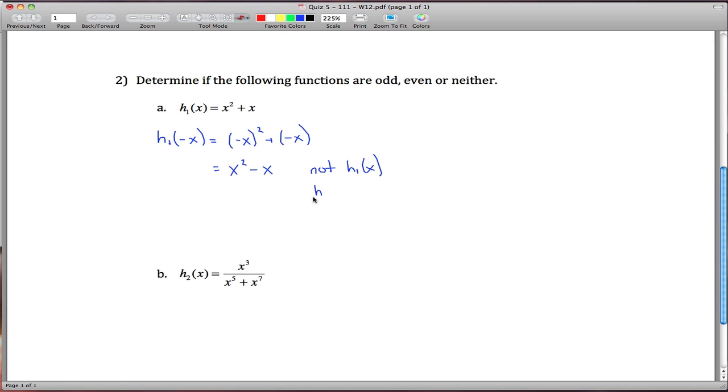And it's also not negative h1 of x, because negative h1 of x, this would be a minus and this would be a minus. So it's neither of these things, so it's neither even nor odd.